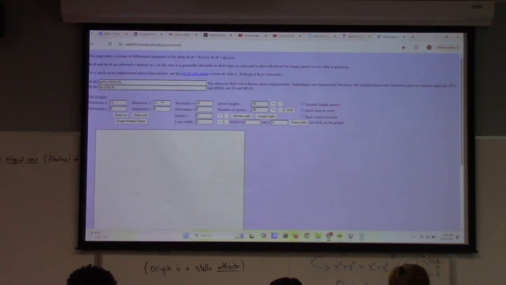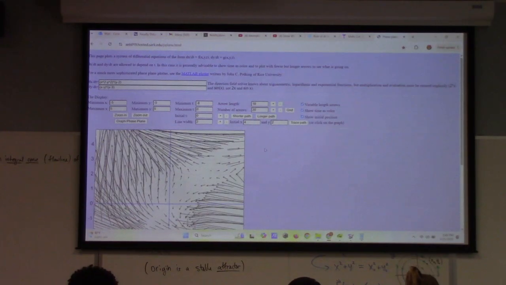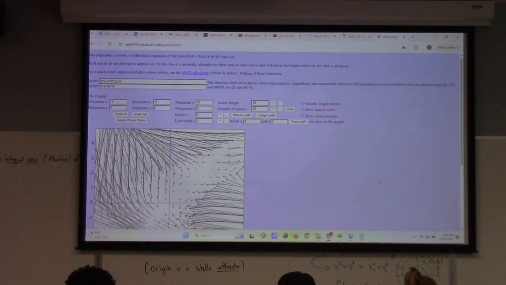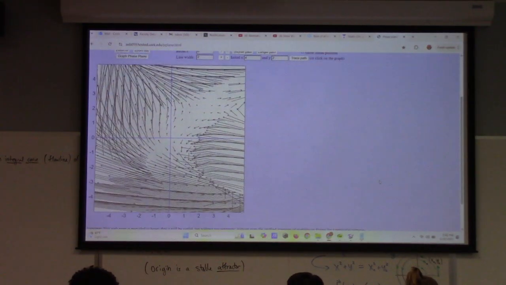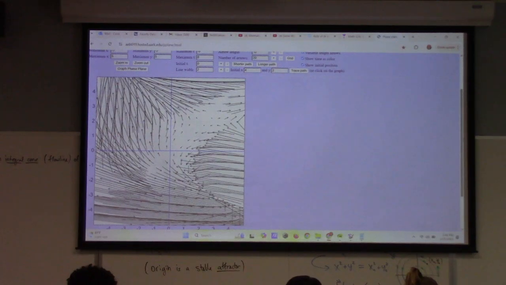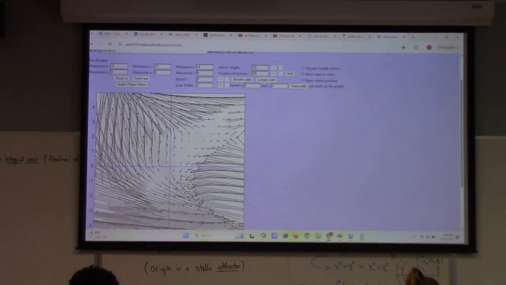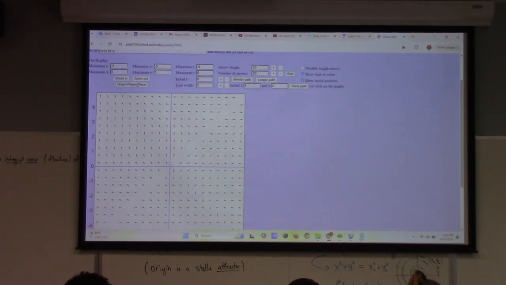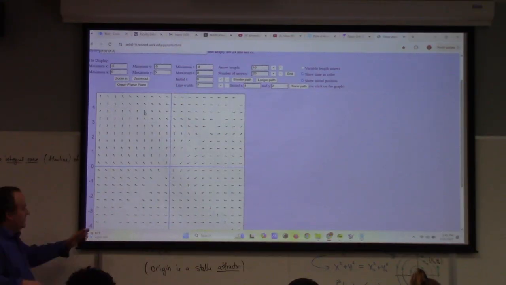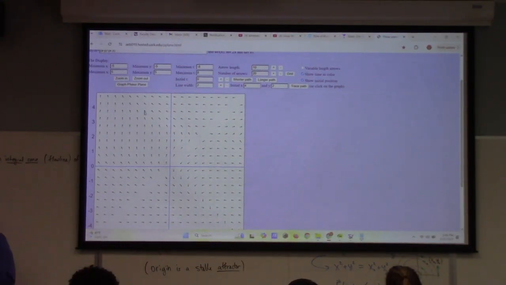All right, here we go. Let's get nuts. Whoa. I find that the arrow length is distracting, so let's turn off the variable length arrows. And then we'll have to graph it again. You can kind of see something funny is going on right along the y equals x line, right? You see that? Something funny is going on there.